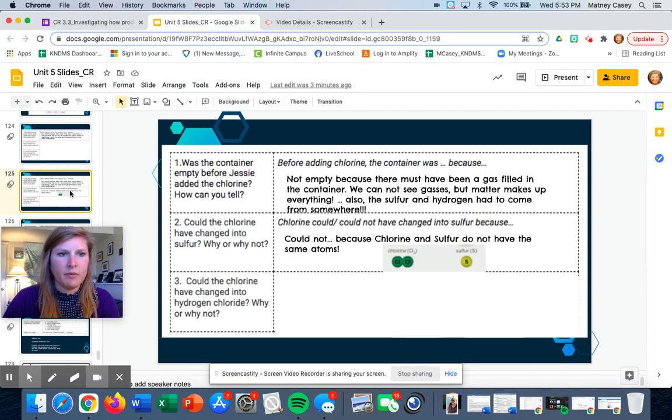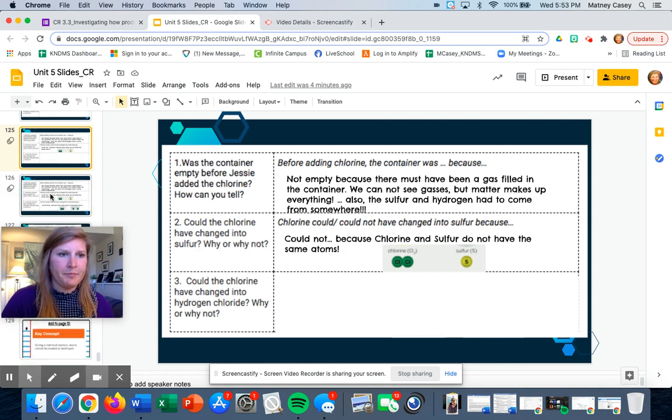Your second question was asking, could the chlorine have changed into sulfur? Why or why not? Looking at the repeating groups of atoms, or the atoms that make up those two substances, we know that chlorine could not have changed into sulfur. That's because they're just made of different kinds of atoms. These don't look like the sulfur atom. So they're made of different kinds of atoms. So no for that one.